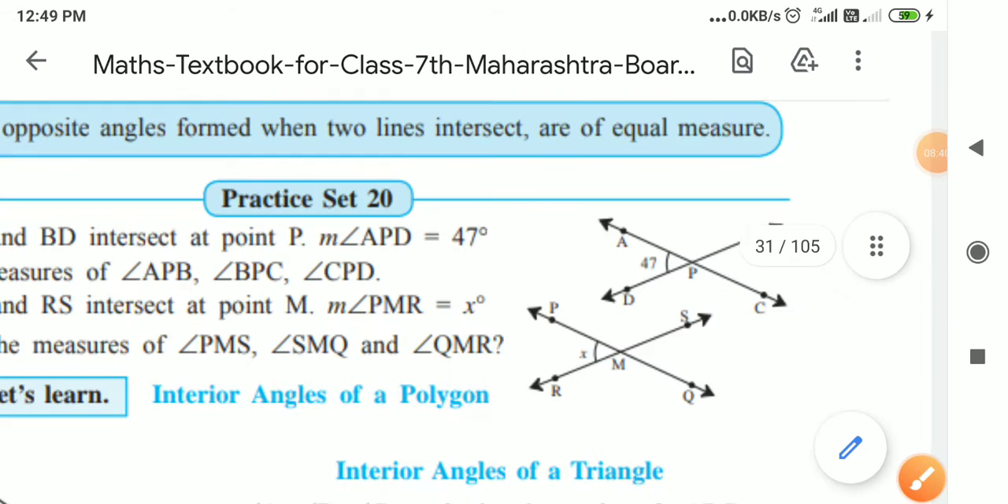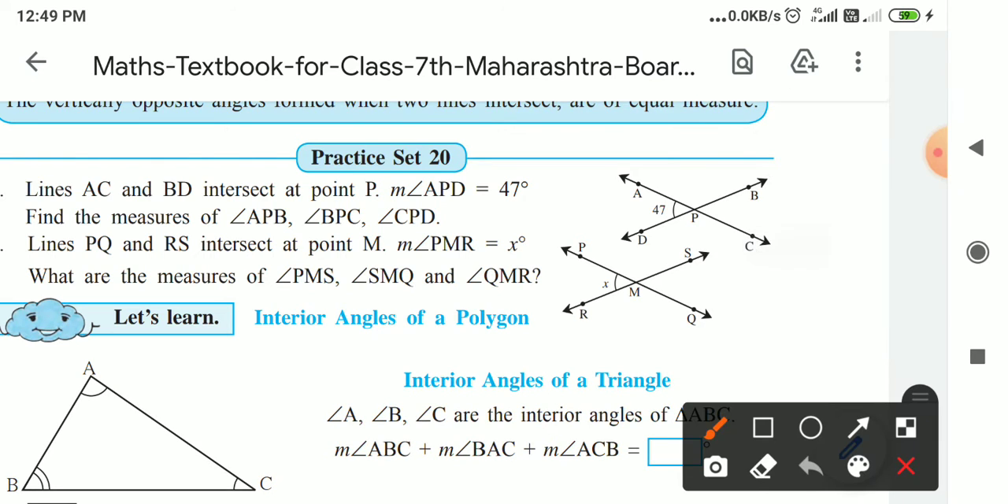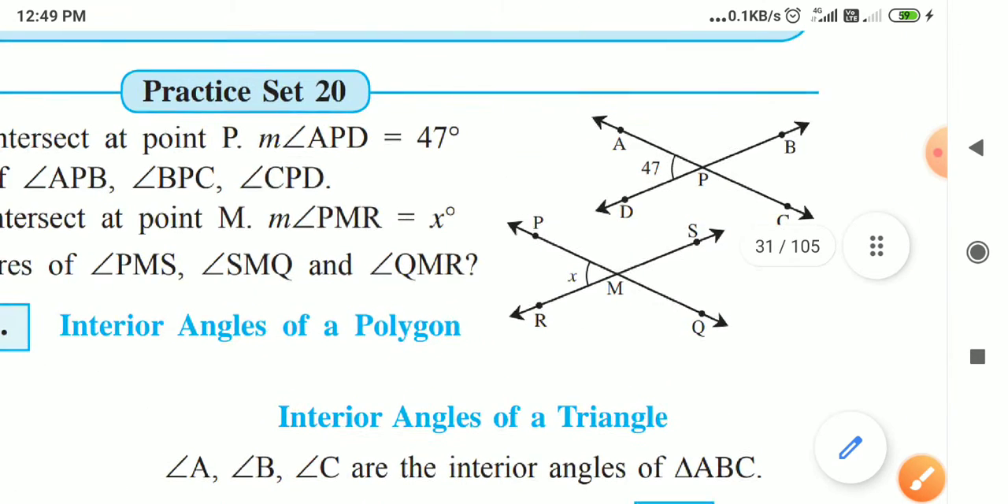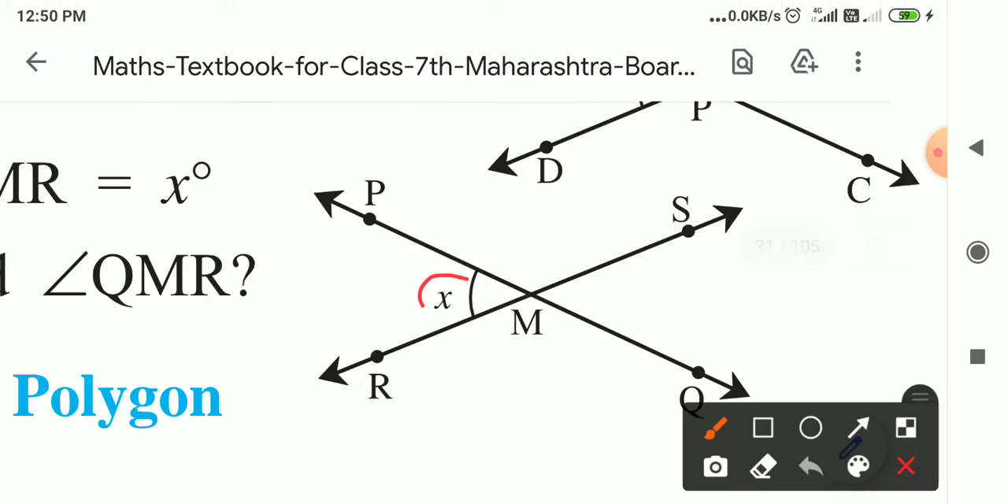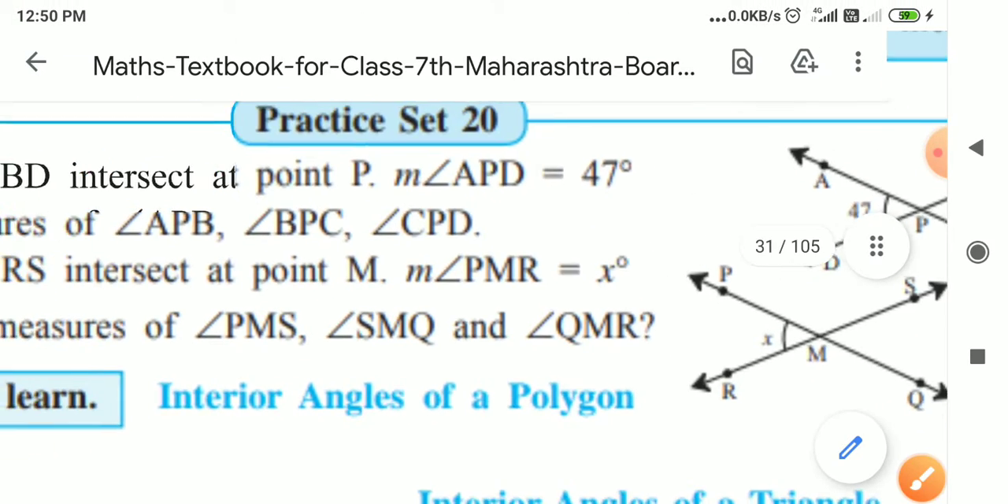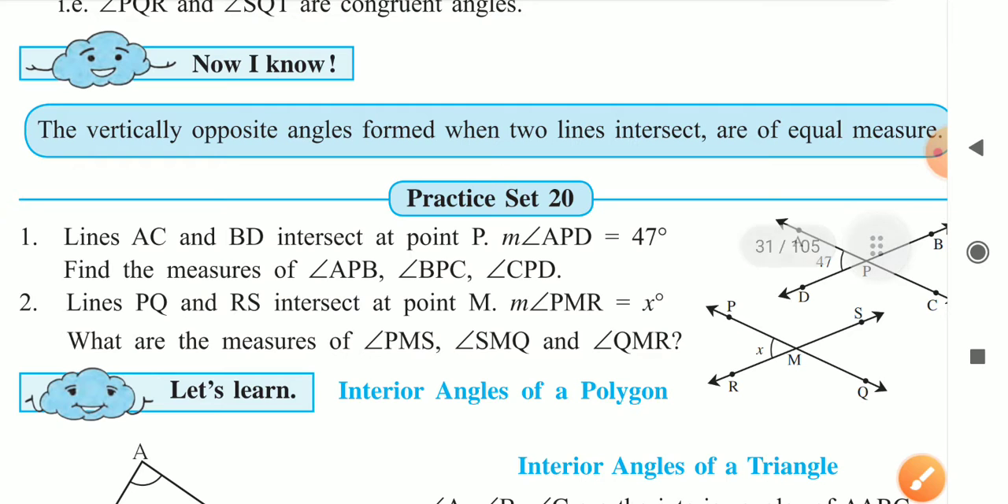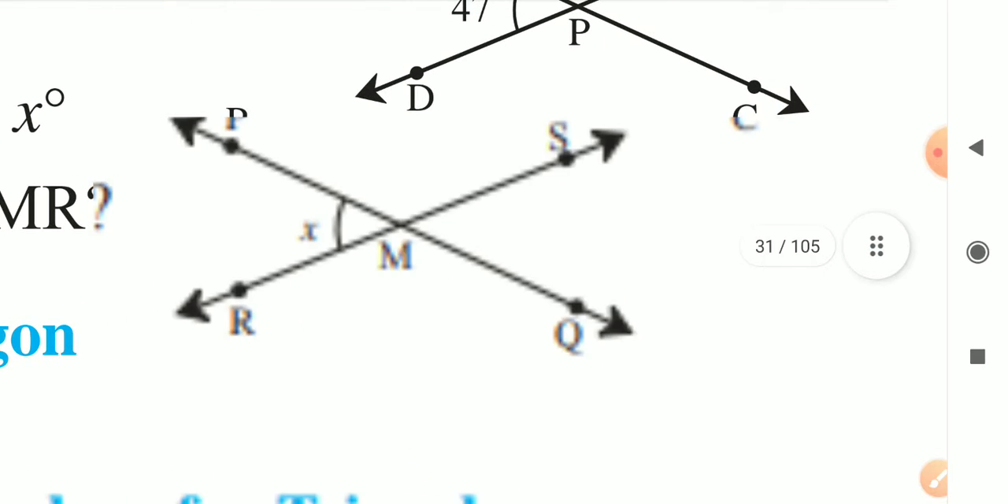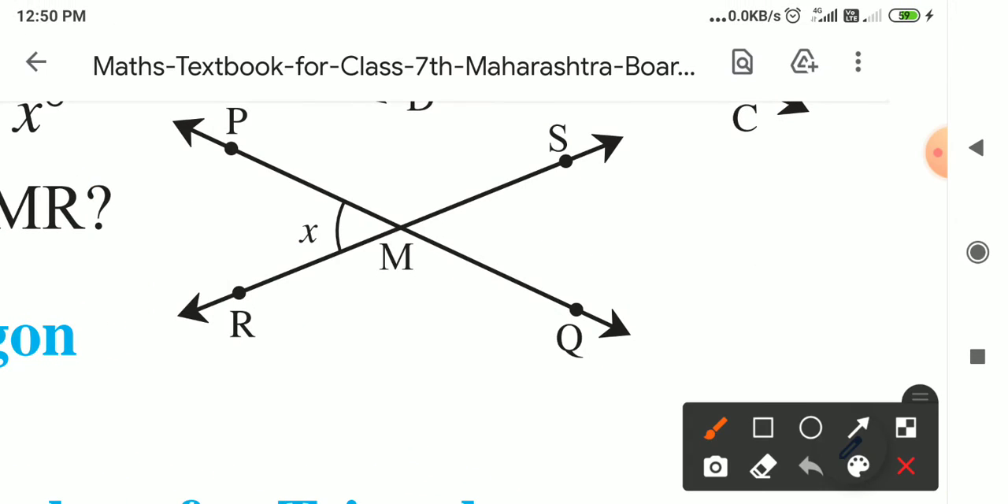Same here. See here, this is line PQ, and line RS intersects line PQ at point M. Angle PMR is X degrees, and we have to find the measures of PMS, SMQ and QMR. Means we have to find the measures of all the angles. So first of all, one thing I will tell you: the measure of angle PMR and SMQ is X only.